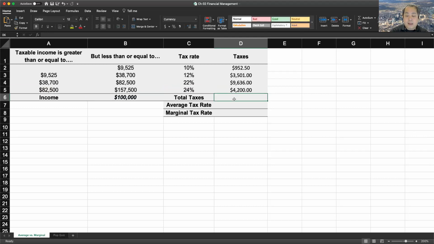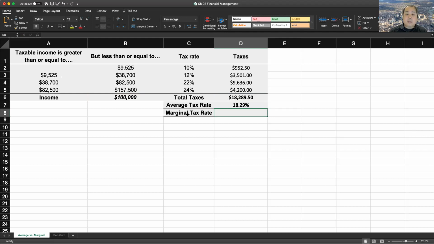So if you add them up, that is the amount of taxes. So you pay $18,289.50. The average tax rate is simply the total taxes divided by the taxable income. Your taxable income is $100,000. So 18.29% is the average tax rate.